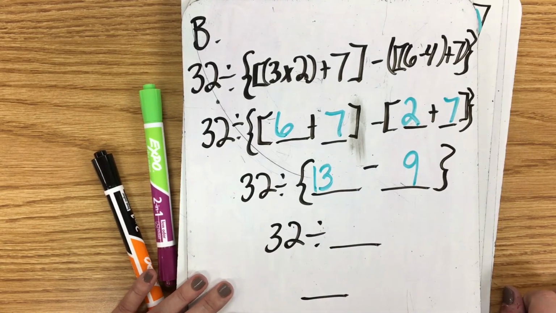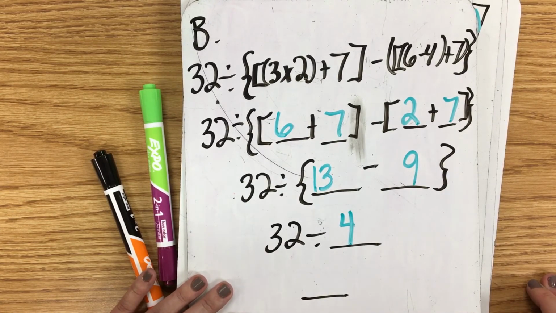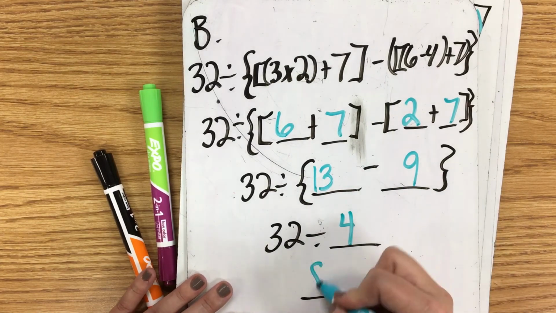I've gotten rid of my parentheses and my brackets. Now I'm on to the braces. So if I do 13 subtract 9, I get 4. And what's 32 divided by 4? 8.